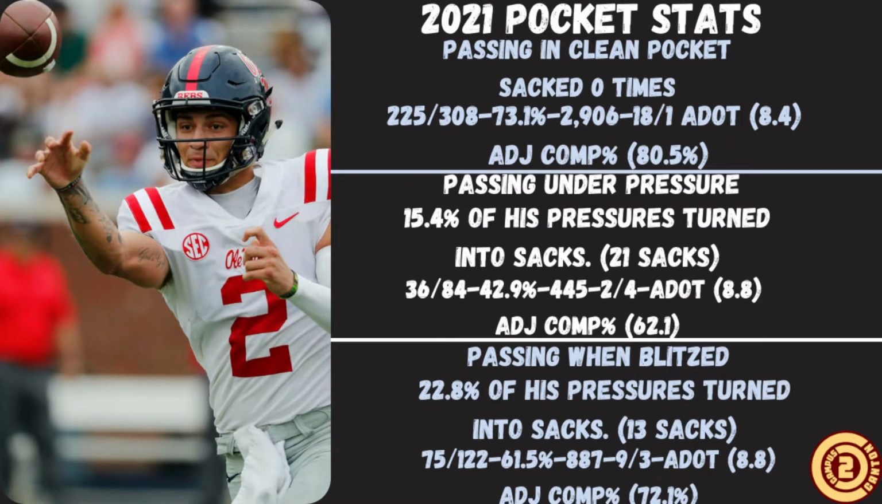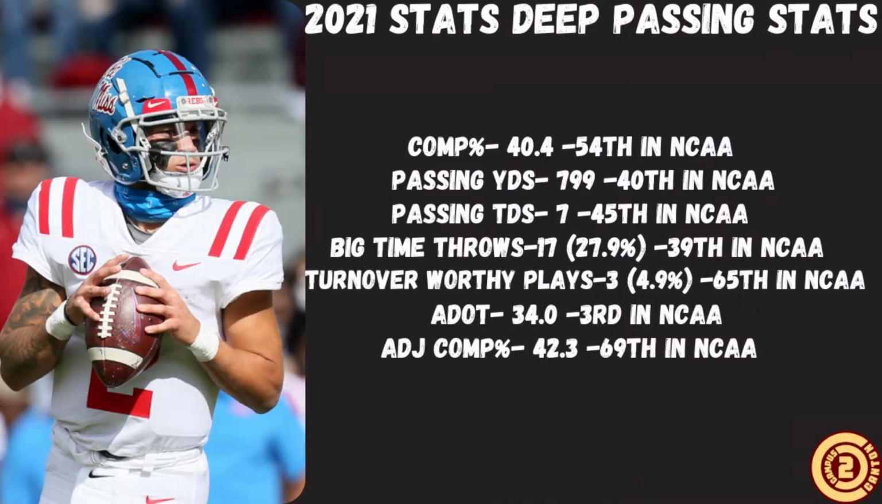And then let's take a look at his deep passing really quick before we move on to the advanced stats. 40.4, 54th in college. And deep passing, just in case anybody is not sure, is anything over 20 yards. Any pass completion, even if it's 21 yards, anything over 20 yards is considered a deep pass. He passed for 799 yards, which was 40th, 7 touchdowns, 45th, big time throws, 17, which was 27.9% of them, 39th. Turnover worthy plays 3, 4.9%, 65th, A.dot 34.0. So I like to bring this up again because that's third in college.